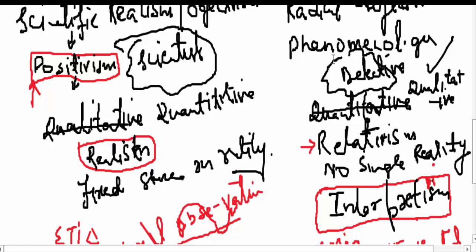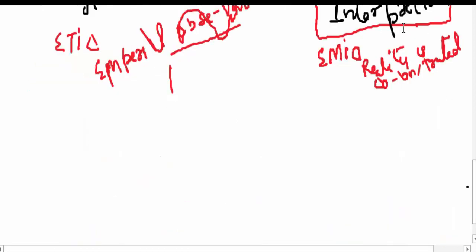But in phenomenology, you are behaving like a detective, because you have to actually search for the theory. That's why it's called qualitative, relativism or phenomenology, because we don't have a single reality. The reality is not fixed. In this case, reality is fixed. This one is also called interpretivism, and this is the realistic paradigm, which is Etic, and this is the Emic.